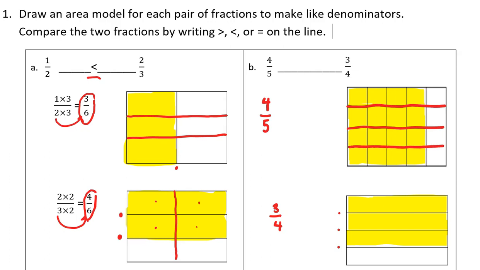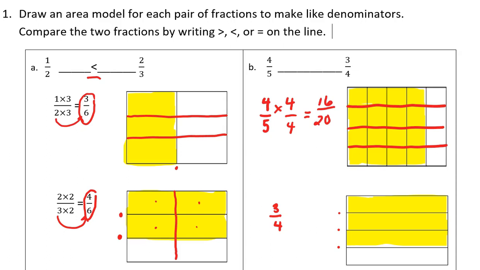So now we've broken our area model into 20 pieces. There are 5 pieces in each row, and there's 4 rows. And we've shaded in 16 of those pieces. So we took the 4/5, copied the fourths on top of that model, and we ended up with 16 pieces shaded out of 20.